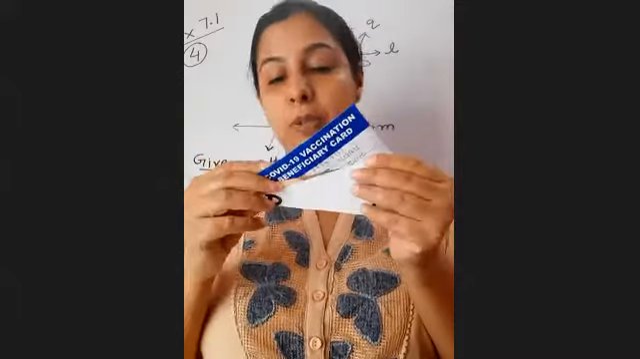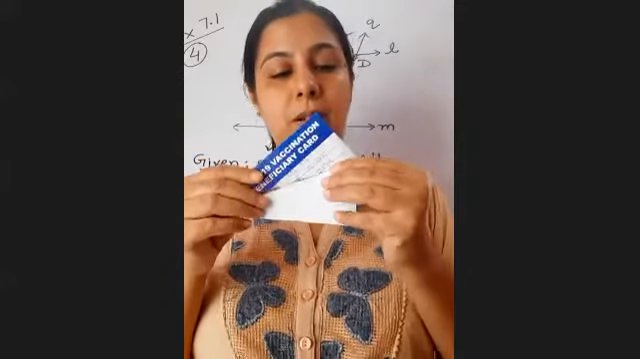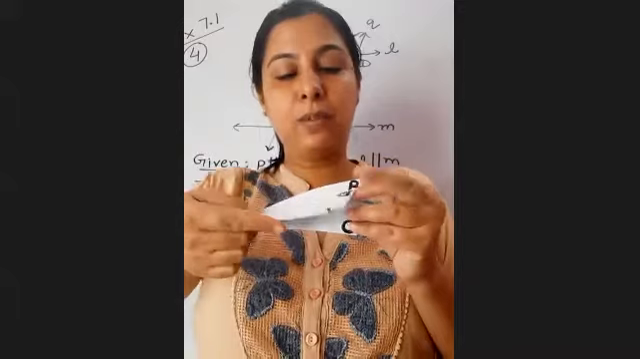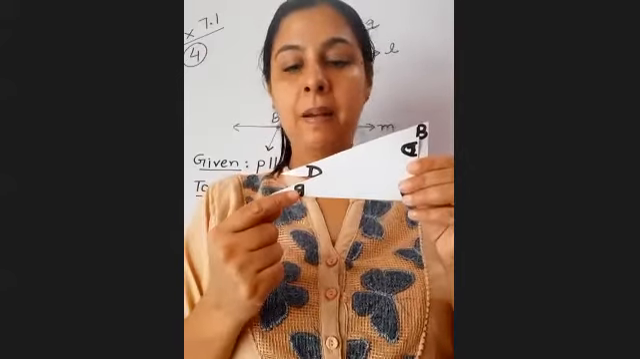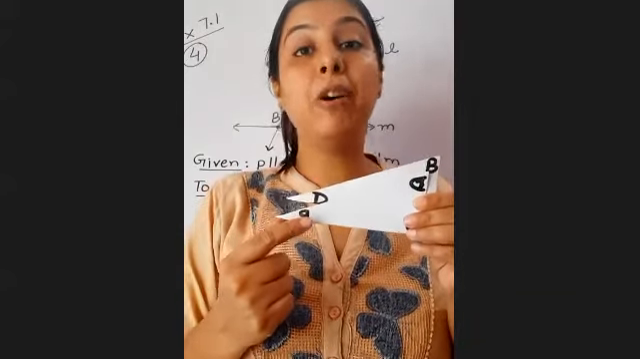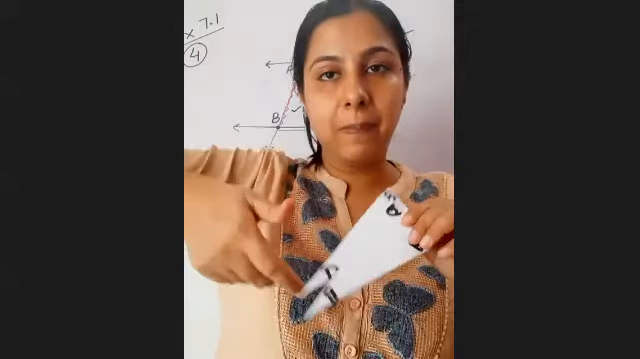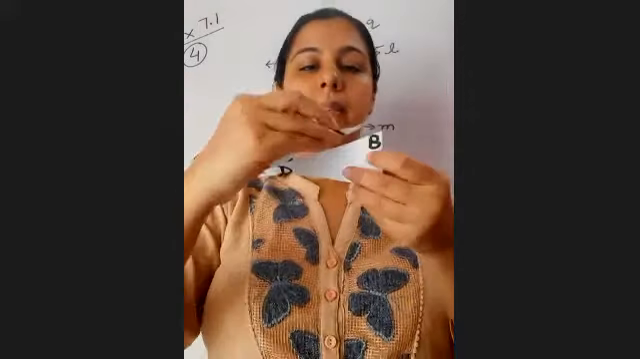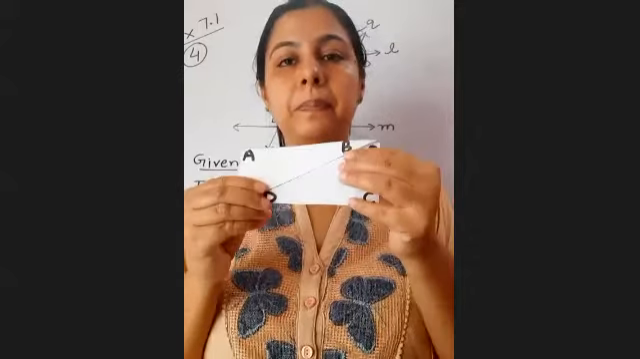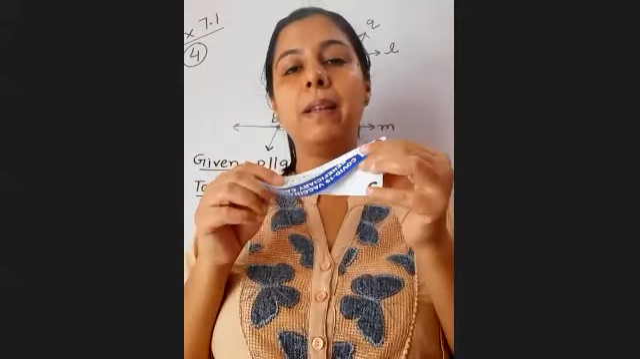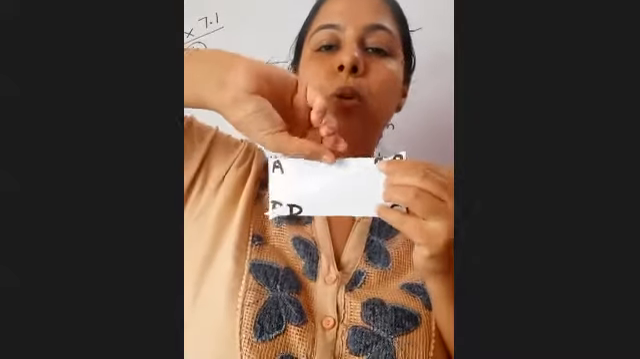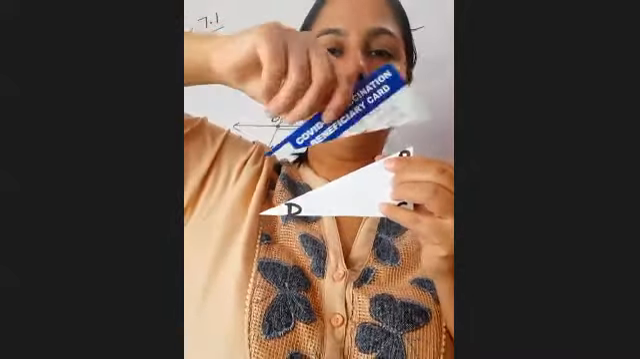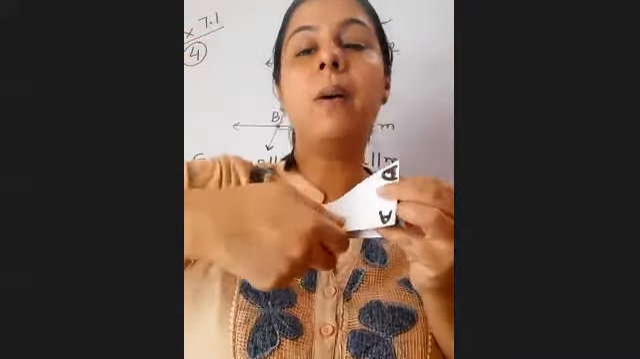And children, observe. When you have rotated, B of this is falling on A of the other triangle, and D of this is falling on B of the other triangle. So it is twisted. Look carefully. This is the original figure. But if I just fold it like this, it's not coming out to be congruent. So I'm twisting one of the triangles. Now it is covering.